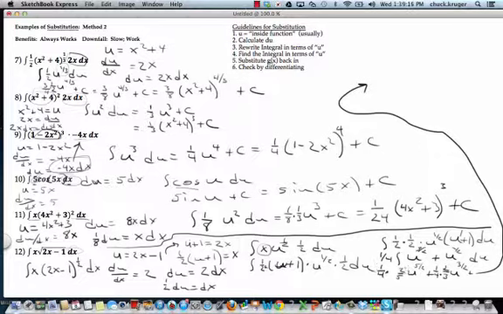1/4 times 2/5 is 1/10. I'll get rid of the u because that is 2x minus 1, and it's going to be to the 5/2 power. I think it'll be easier to see. Plus 1/4 times 2/3 is 1/6, times 2x minus 1 to the 3/2 power plus c.